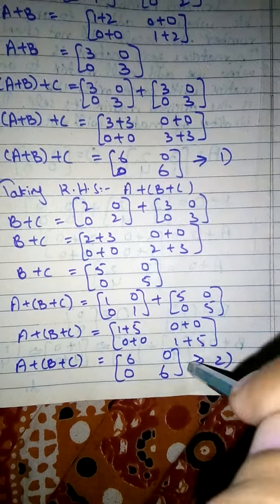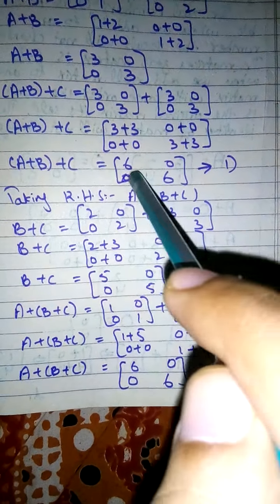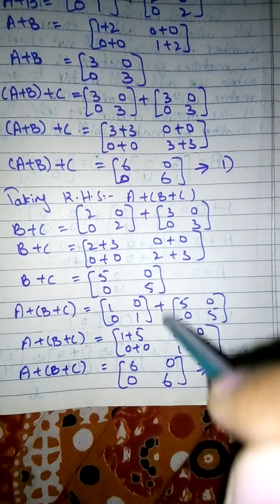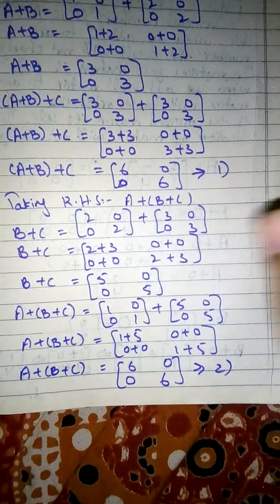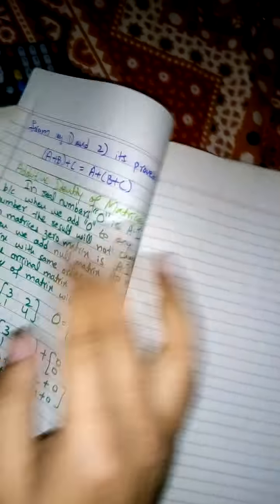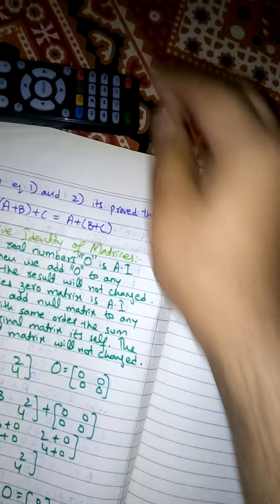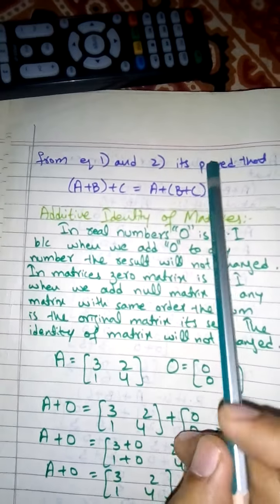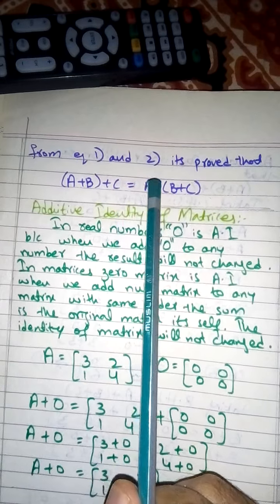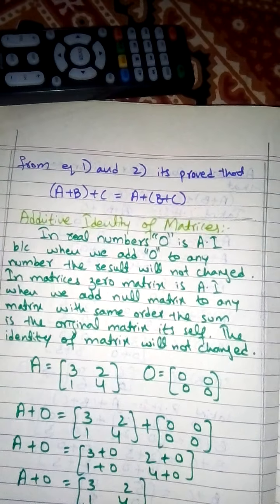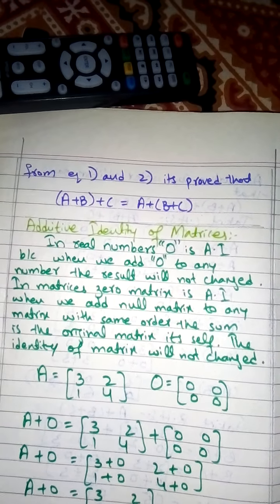If you look here, equations 1 and 2 both have the same order, 2 by 2, and the same elements, 6 0 0 6 and 6 0 0 6. So from equations 1 and 2 you can say that the associative law is proved, or (A + B) + C equals A + (B + C). Hope you enjoyed this lecture.